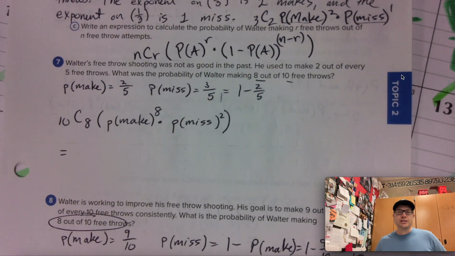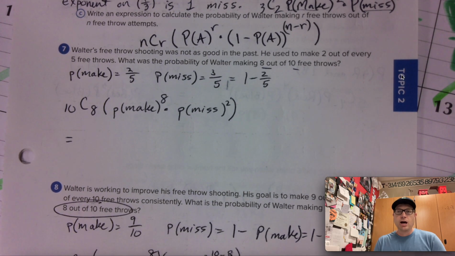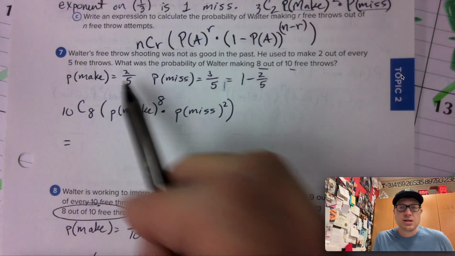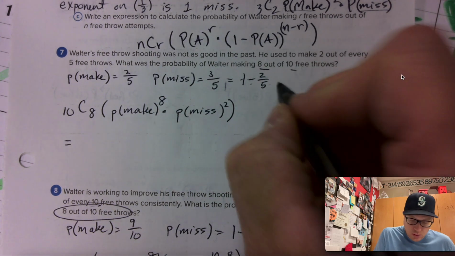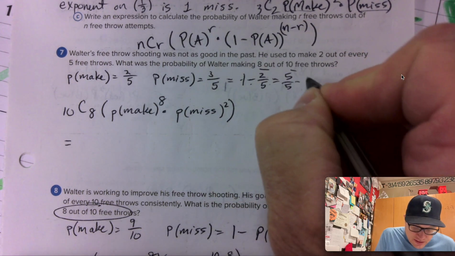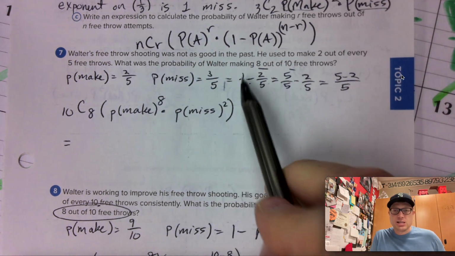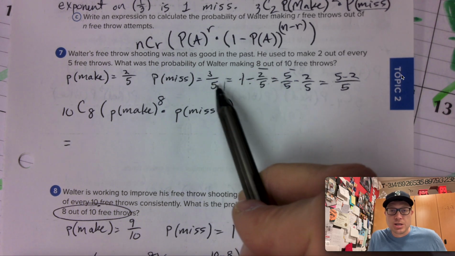Walter's free throw shooting is not as good as it was in the past. He used to make 2 out of every 5. So he's better now. So the probability of a make is 2/5. The probability of a miss is 1 minus 2/5, or 5/5 minus 2/5, which is 5 minus 2 over 5. That's the one dealt with as a fraction. This is how you subtract fractions. There's your answer.